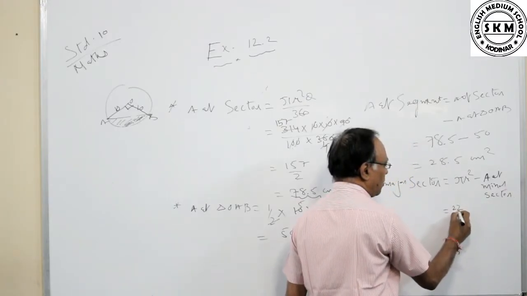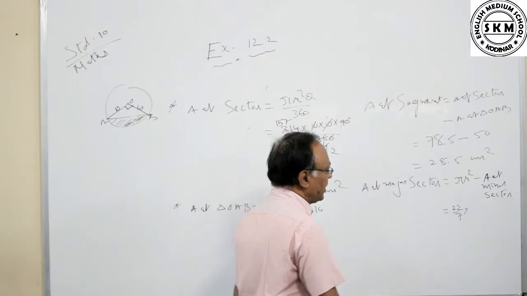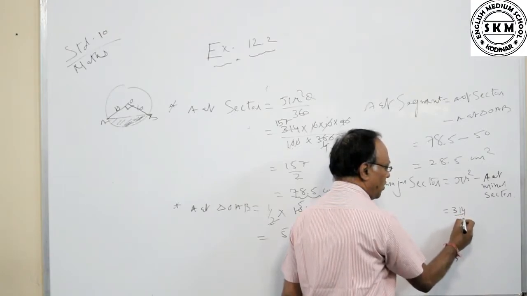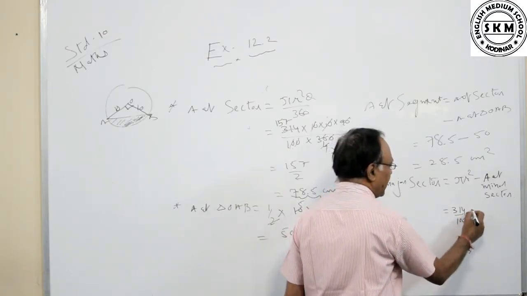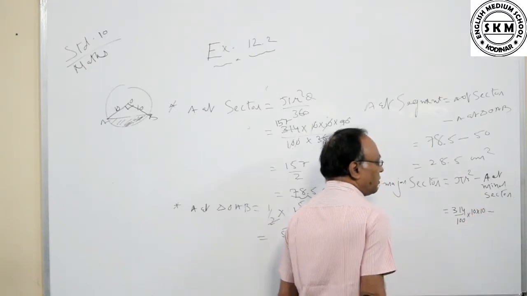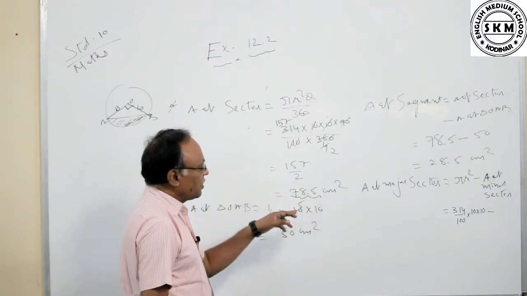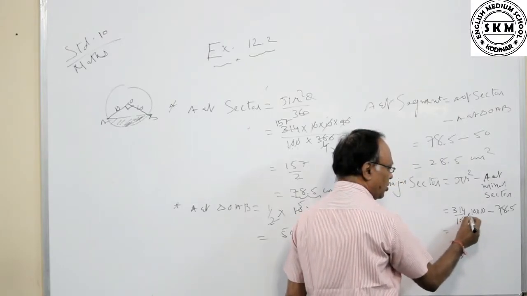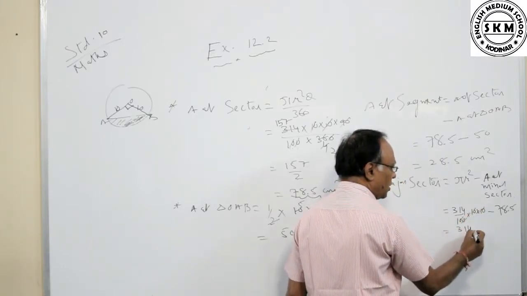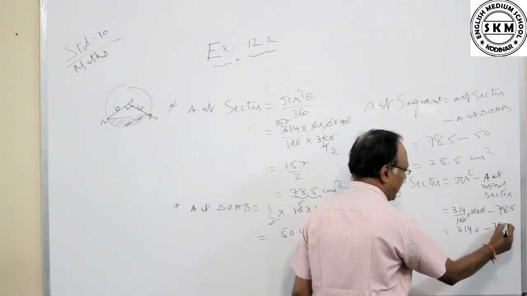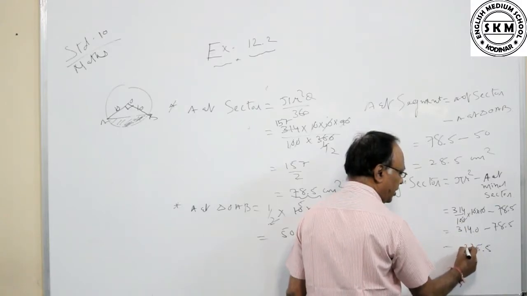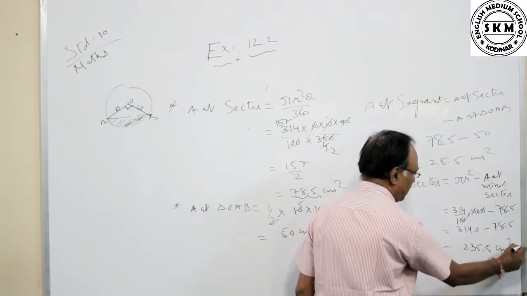Here the value of pi is already given, 3.14, so 314 upon 100 into radius 10 into 10, minus the area of the minor sector, which we found to be 78.5. Cancel the zeros: 314.0 minus 78.5 gives 235.5 centimeter square.